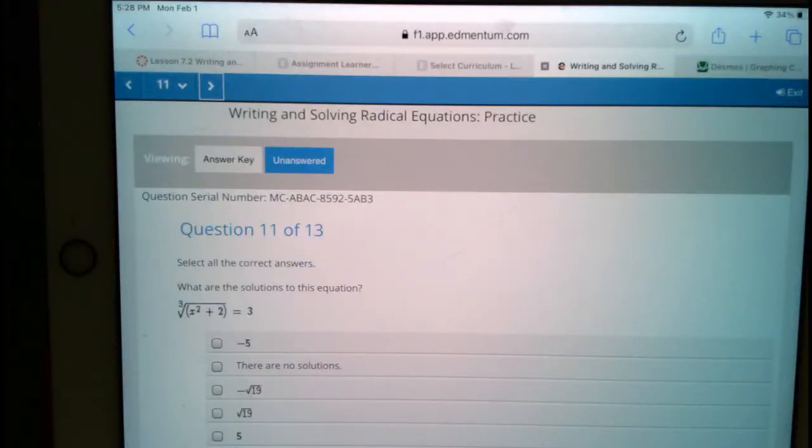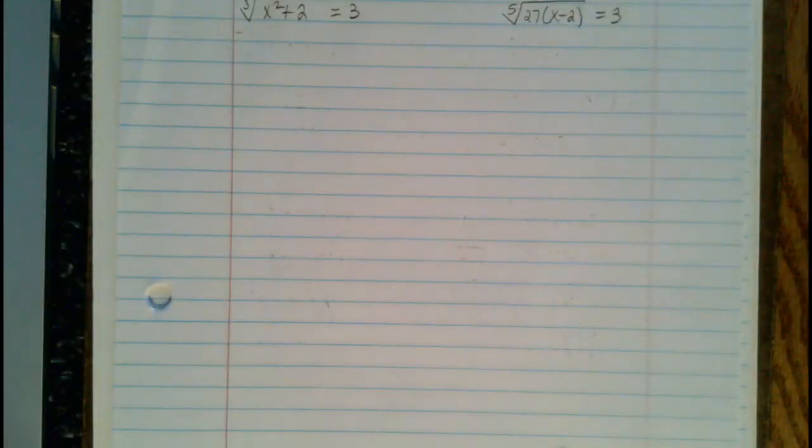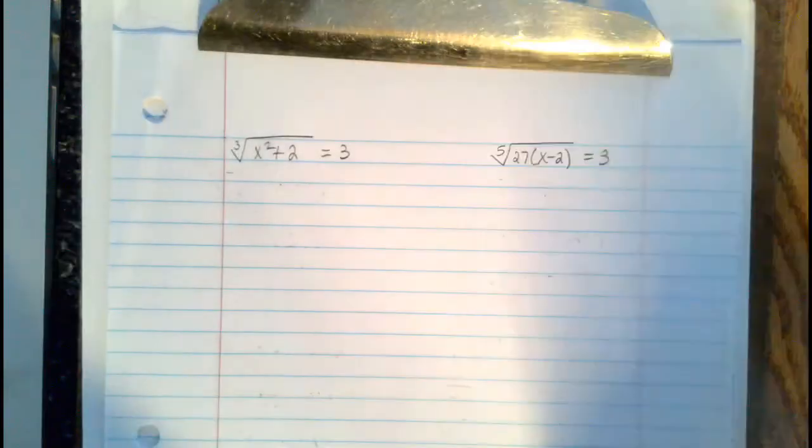What are the solutions to this equation? The cubed root of x squared plus 2 equals 3. Well, I'm going to flip over to my notebook paper here, but as I take a look at this particular problem here, it might be nice if you can see it.